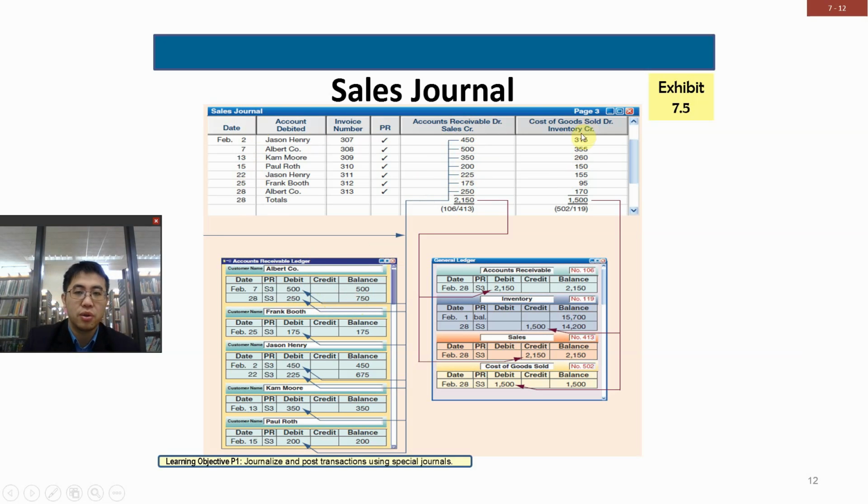There's also cost of goods incurred. So for cost of goods, you also need to consider the total amount for the inventory.